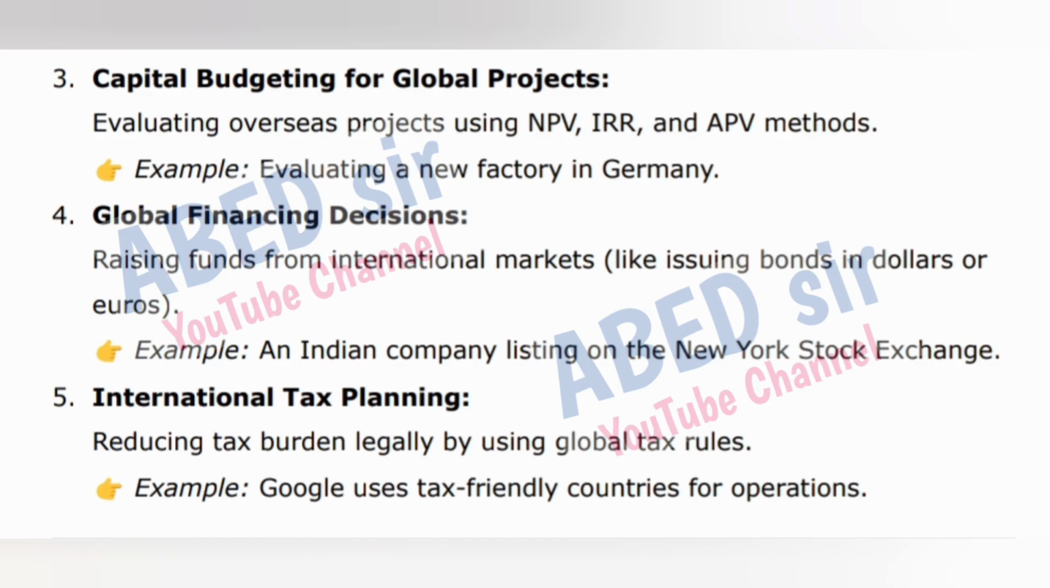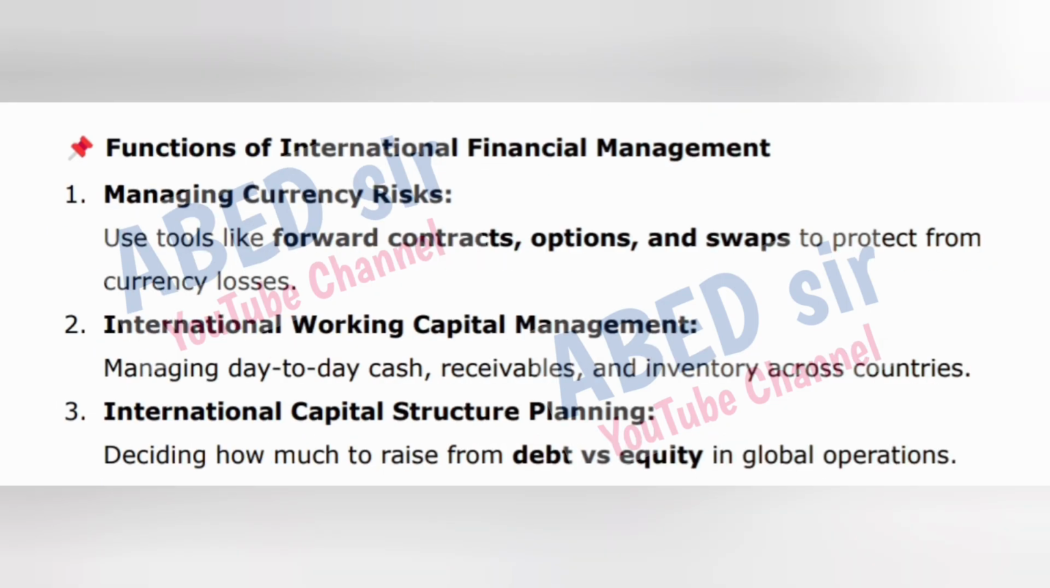Reducing tax burden legally by using global tax rules. Example, Google uses tax-friendly countries for operations. Functions of international financial management. 1. Managing currency risks. Use tools like forward contracts, options, and swaps to protect from currency losses.